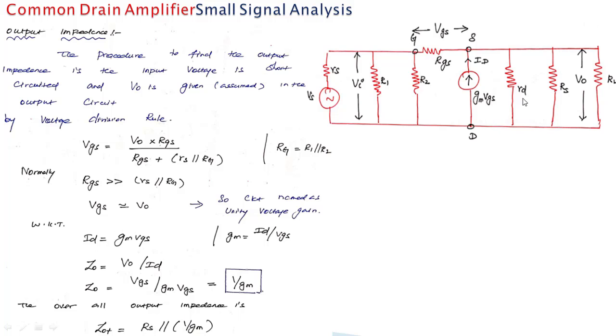If we consider RD, we can put it as a small RD in parallel with RS, but this RD value is very very large, so we neglected it initially. So the overall output impedance is equal to RS in parallel with the device output impedance 1 by Gm.